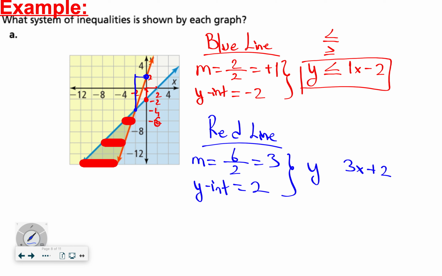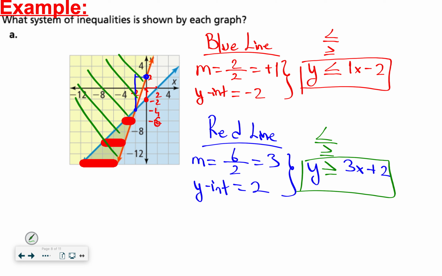But to be able to understand the correct inequality symbol, you need to check whether your line is solid or dashed. As you see here, the red line is the solid line. So the inequality symbol is going to become either less than or equal to or greater than or equal to. Which one is the correct one? You need to see which part of the line is shaded. As you see here, above the red line is shaded. That's why the correct inequality is y is greater than or equal to 3x plus 2. And this is the correct answer.